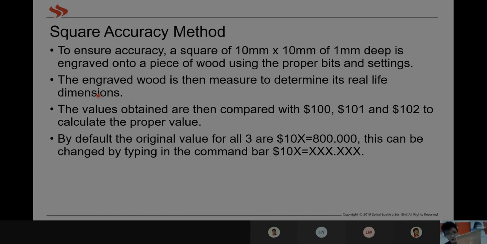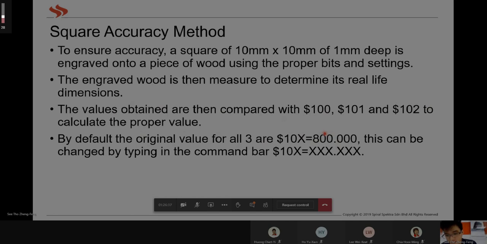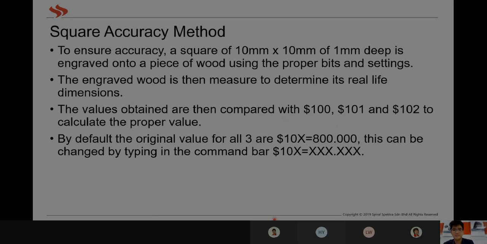you take a vernier caliper and measure the actual dimension of this. Let's say, for example, this is 9 mm by 9 mm. So the value obtained is compared with the original value. By default, normally the three values are set at 800. So you're going to do a bit of maths. Now, if 800 is going to give you 9 mm in reality, you have to calculate how much is going to give you 10 mm in reality. A simple maths or dual ratio is going to help you get the proper value.